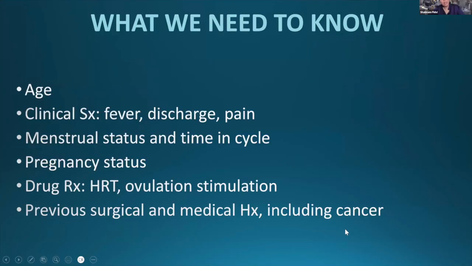It's really important when we interpret pelvic imaging that we know the patient's clinical history. The factors that we want to know about are the age of the patient and the clinical symptoms like fever, vaginal discharge, and pain. This is particularly important in the setting of pelvic inflammatory disease. We also want to know the patient's menstrual cycle and her time in the cycle, pregnancy status, whether she's receiving any drug therapy, including hormone replacement therapy and ovulation stimulation drugs like clomiphene citrate, and any previous surgical and medical history, including any history of cancer.